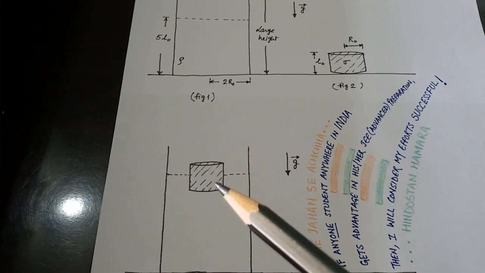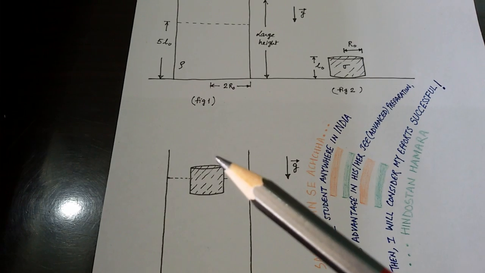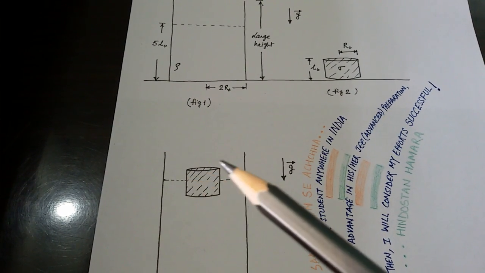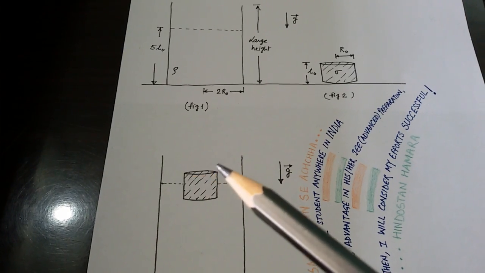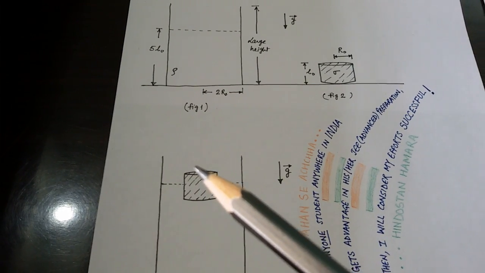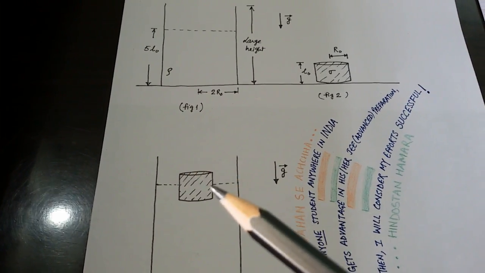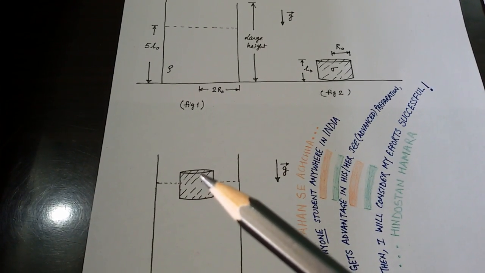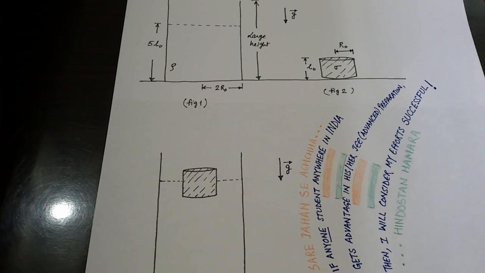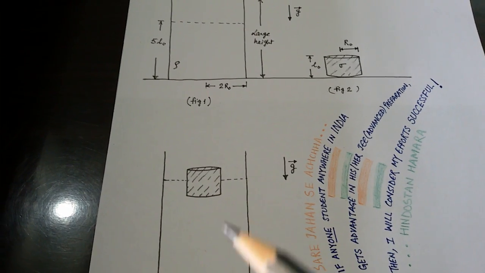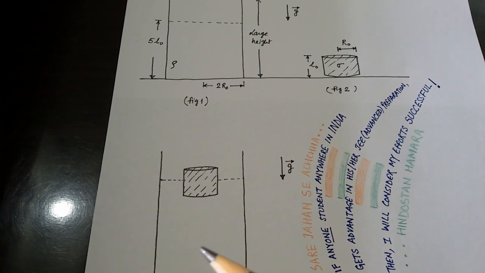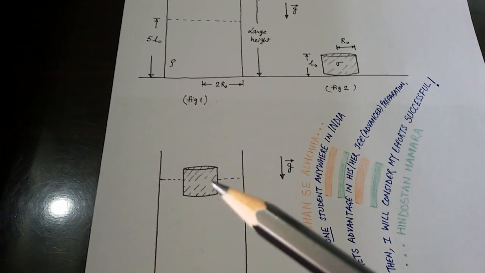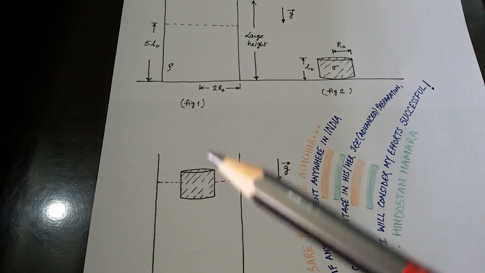And then this block is depressed into the liquid in such a way that the topmost surface of the block remains above the liquid surface. That means this block is depressed, but it is not taken into the liquid completely. It is not completely inside the liquid, right? And then the block is released. So it is found that the block performs simple harmonic motion.